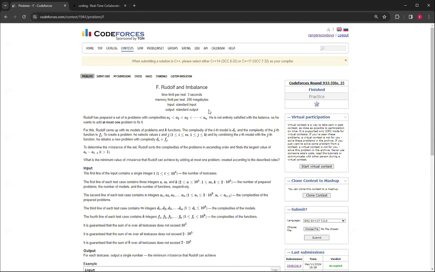To determine the imbalance of the set, you sort them all and then find the largest gap, or the largest a of i minus a of i minus 1. What is the minimum value of imbalance that Rudolf can have by adding at most one problem, created using the rules? A key thing to note is that it says at most one problem, so you can leave it as it is.